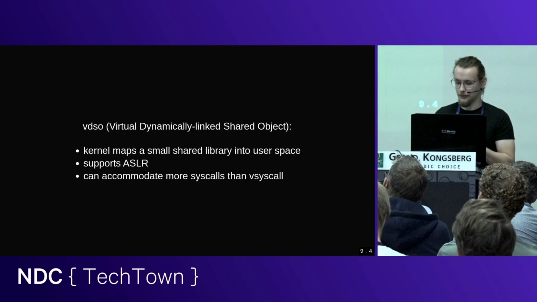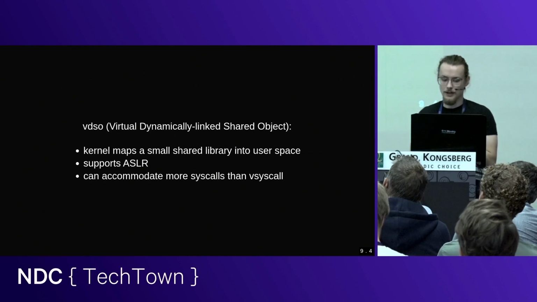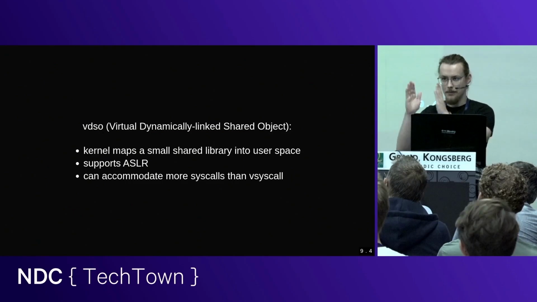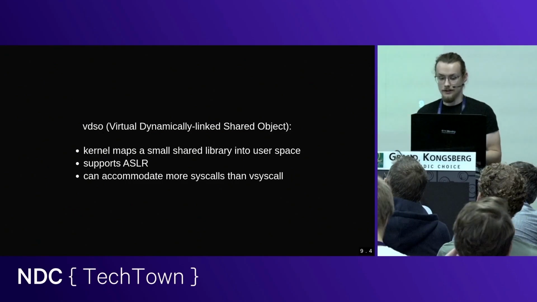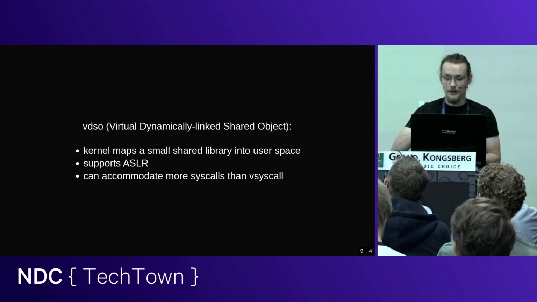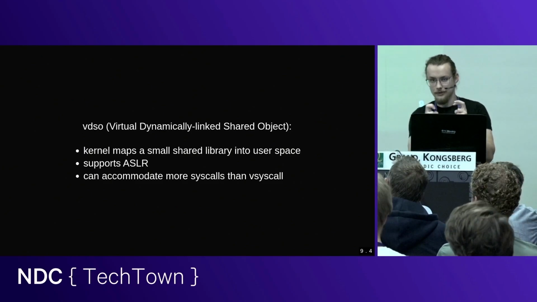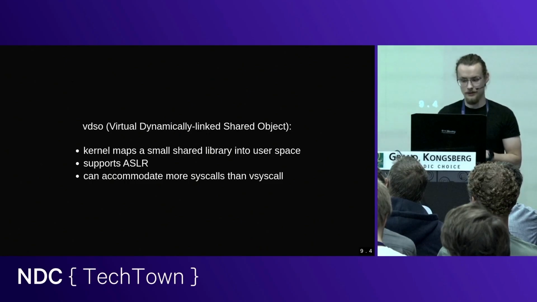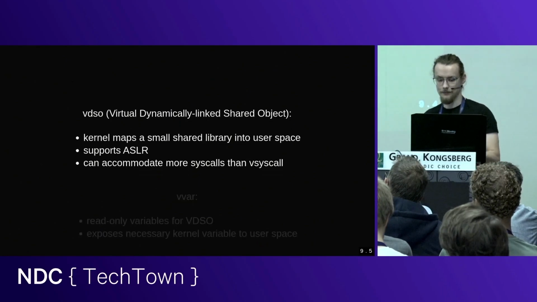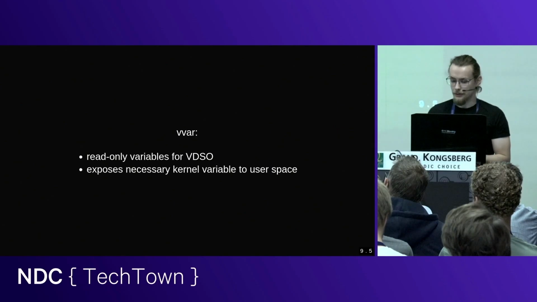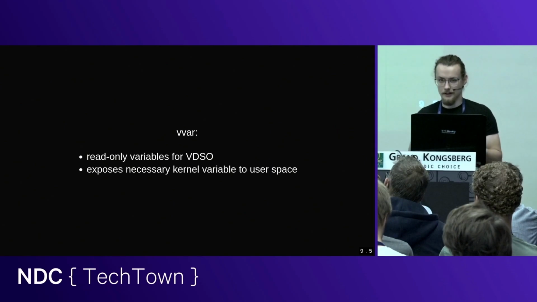So vDSO is the new solution. It's called virtual dynamically linked shared object. It's no longer a primitive mapping of some part of the kernel. It's a shared library, so it can be ASLR'd. It can be moved randomly in the address space. It's not frozen in API. You can add new functions to this. So it can accommodate more system calls than vSyscall. And the last object, vvar, is just the memory part used by the vDSO. It's just like its own heap.